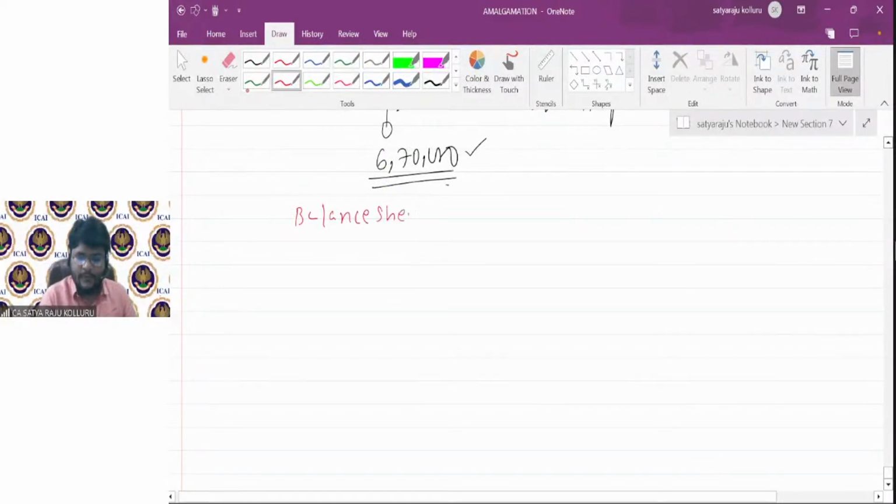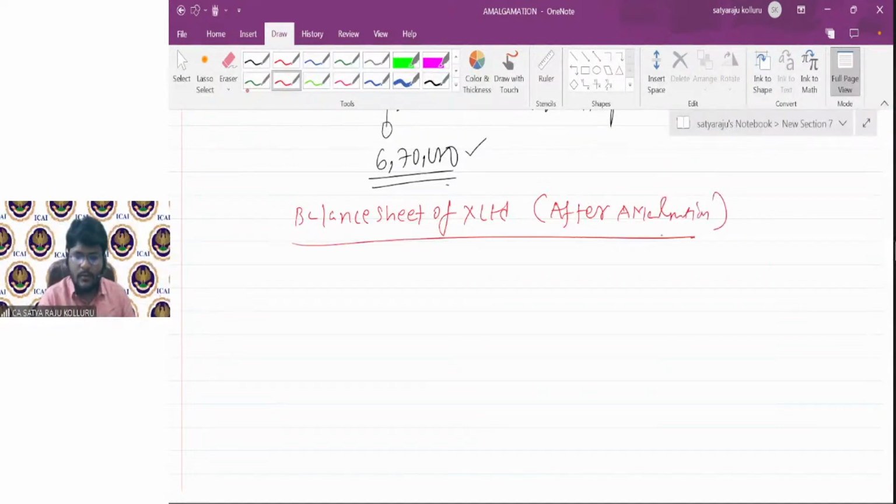Balance sheet of X Limited, in brackets, after amalgamation. Okay. So first you can start with equity and liabilities.